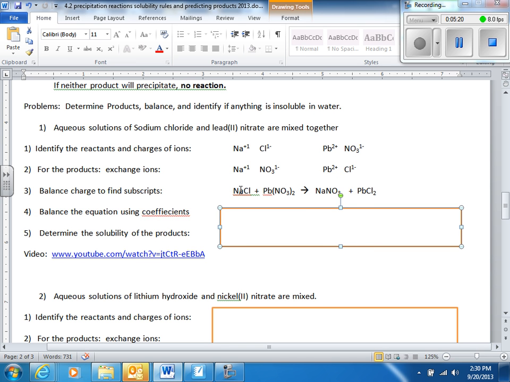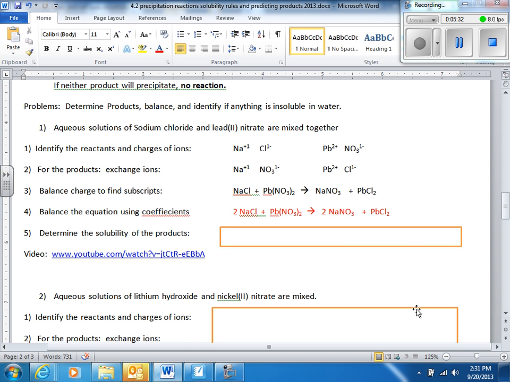So here are our reactants, here are our products. Now we balance the equation. You should be able to do that on your own, but I'm going to show you the answer. You can try it on your own if you'd like. Okay, there's our balanced reaction.